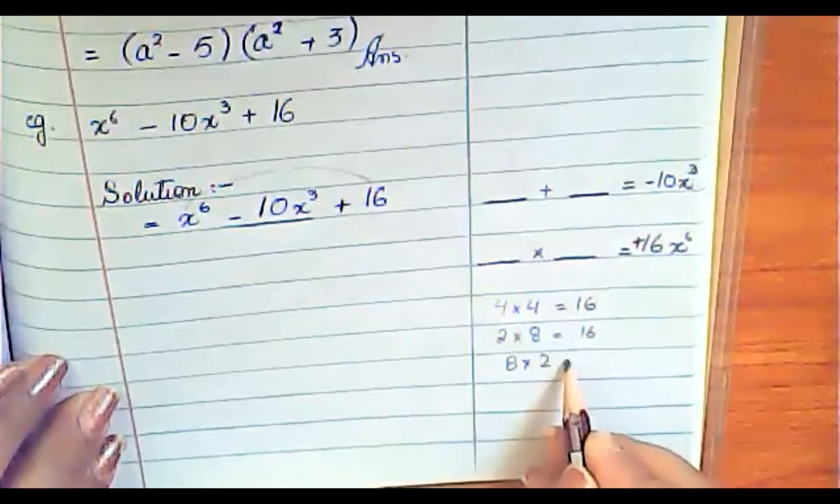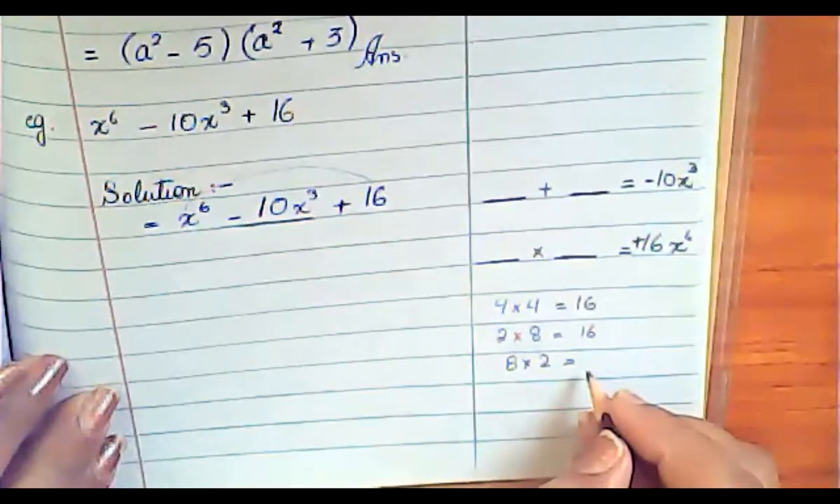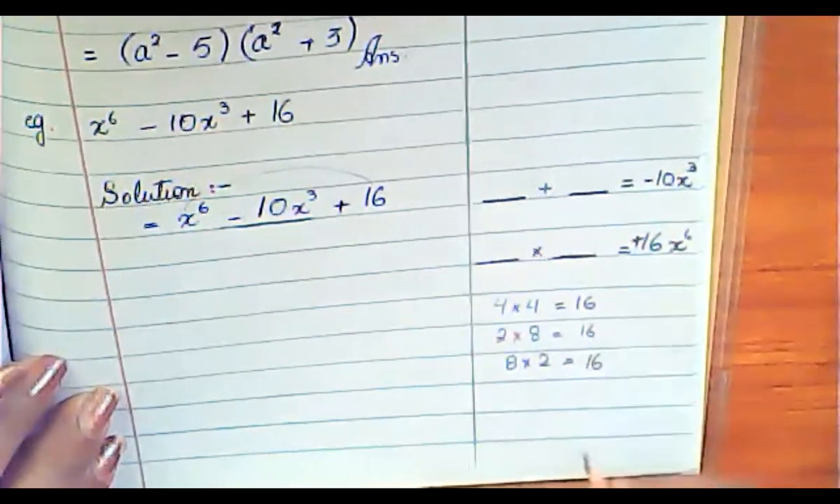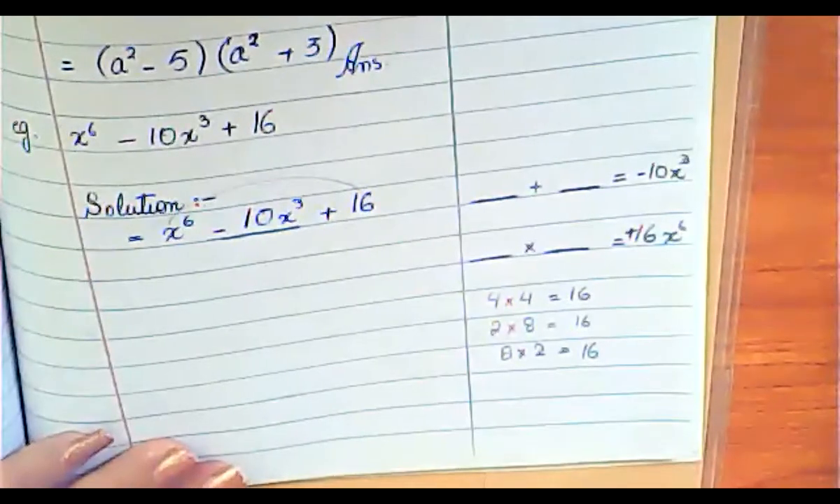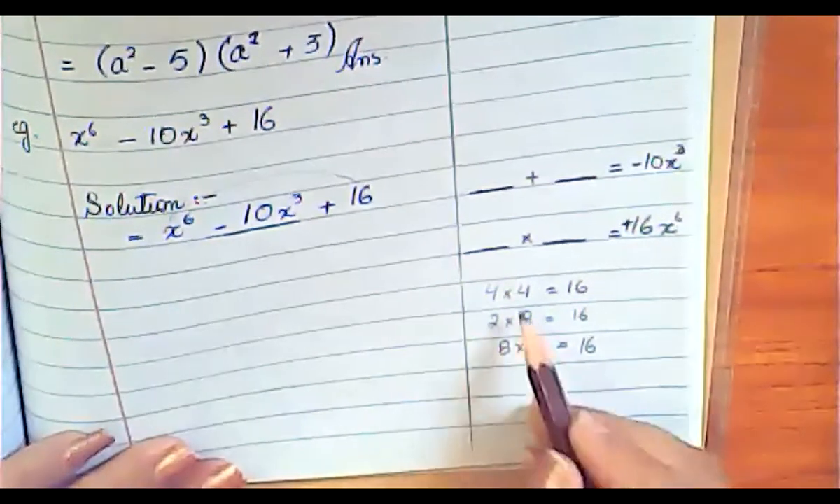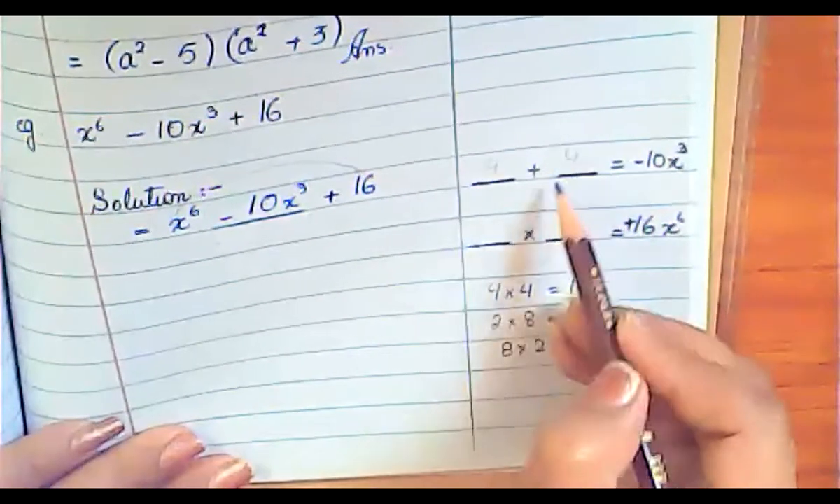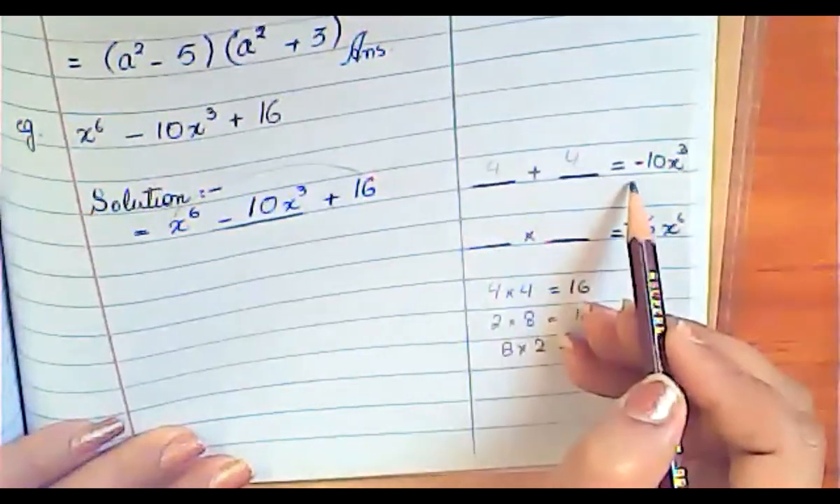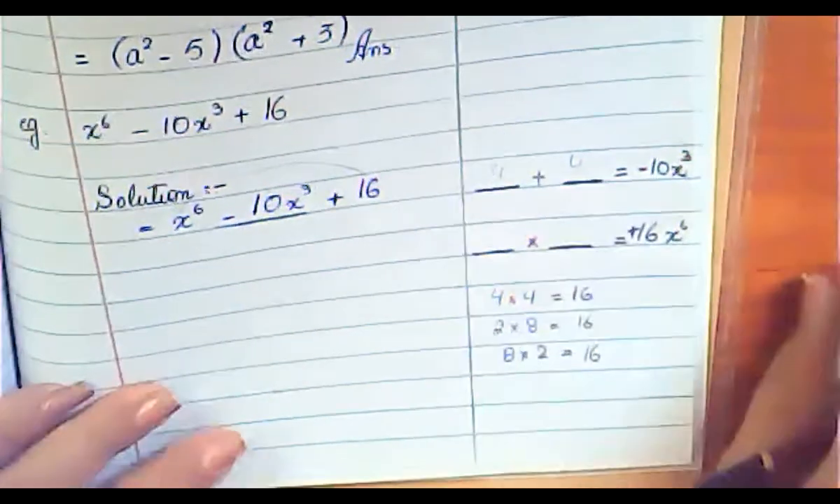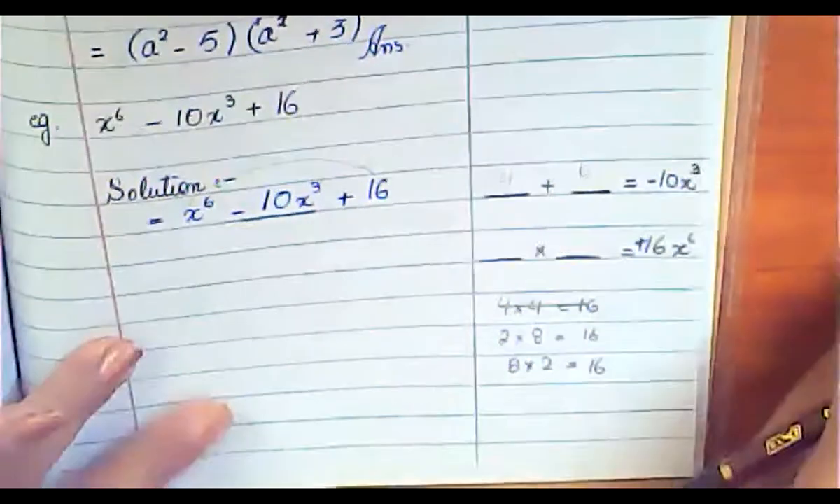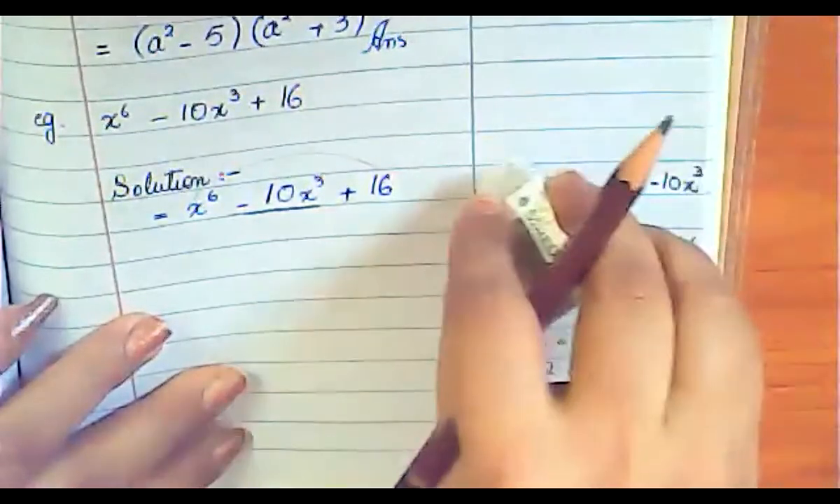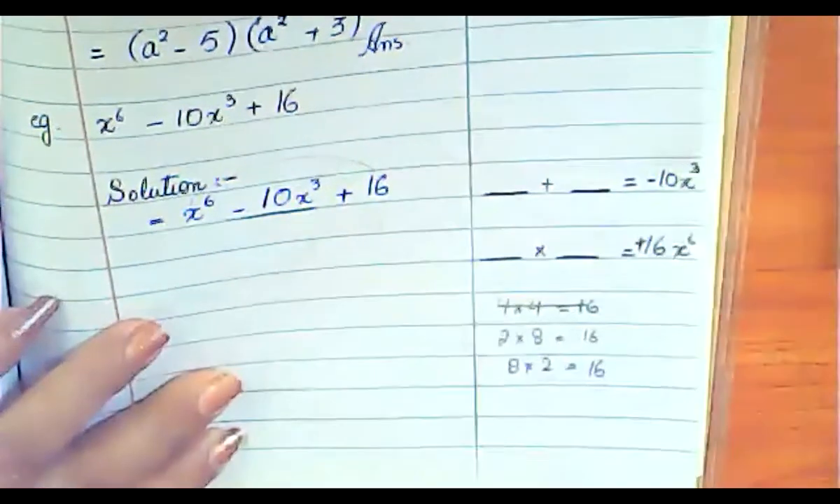8 multiplied by 2 is 16, right? So here we will get three factors. 4 multiplied by 4 is 16. If we write 4 and 4, then 4 plus 4 is obviously not equal to minus 10. So we are not going to take this one.